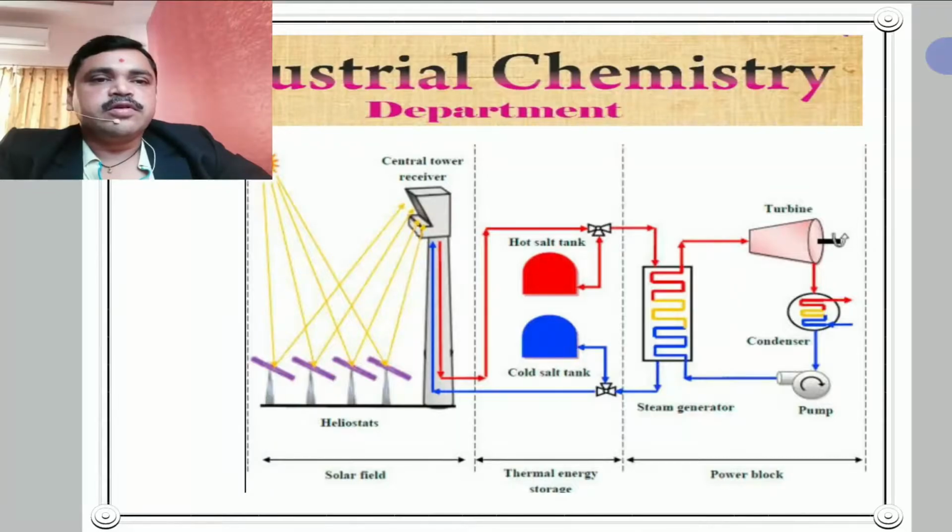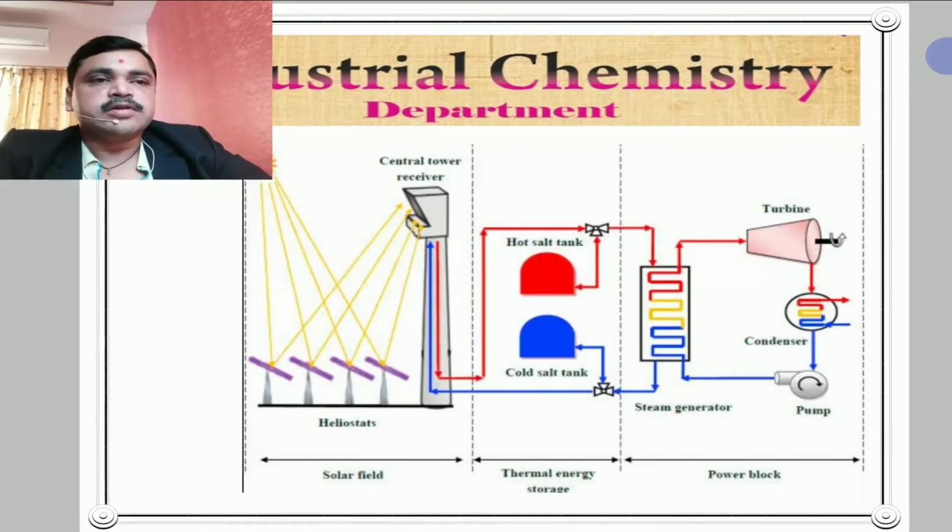This is also a figure for a power generating system. Here three cycles are stated. One is from solar radiation, second is thermal energy storage, and the last one is the power block.